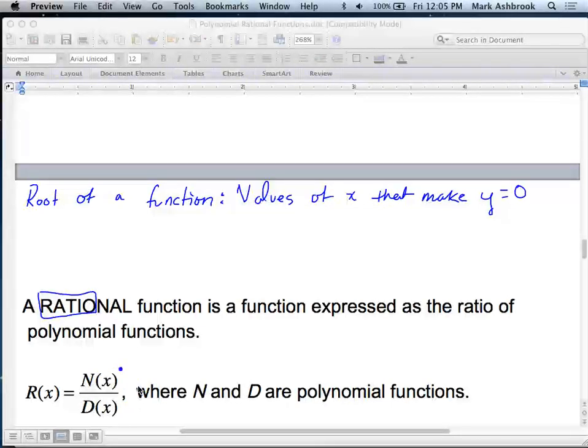Shoot. What were you going to say? Question. What's that? So you think when n is 0.